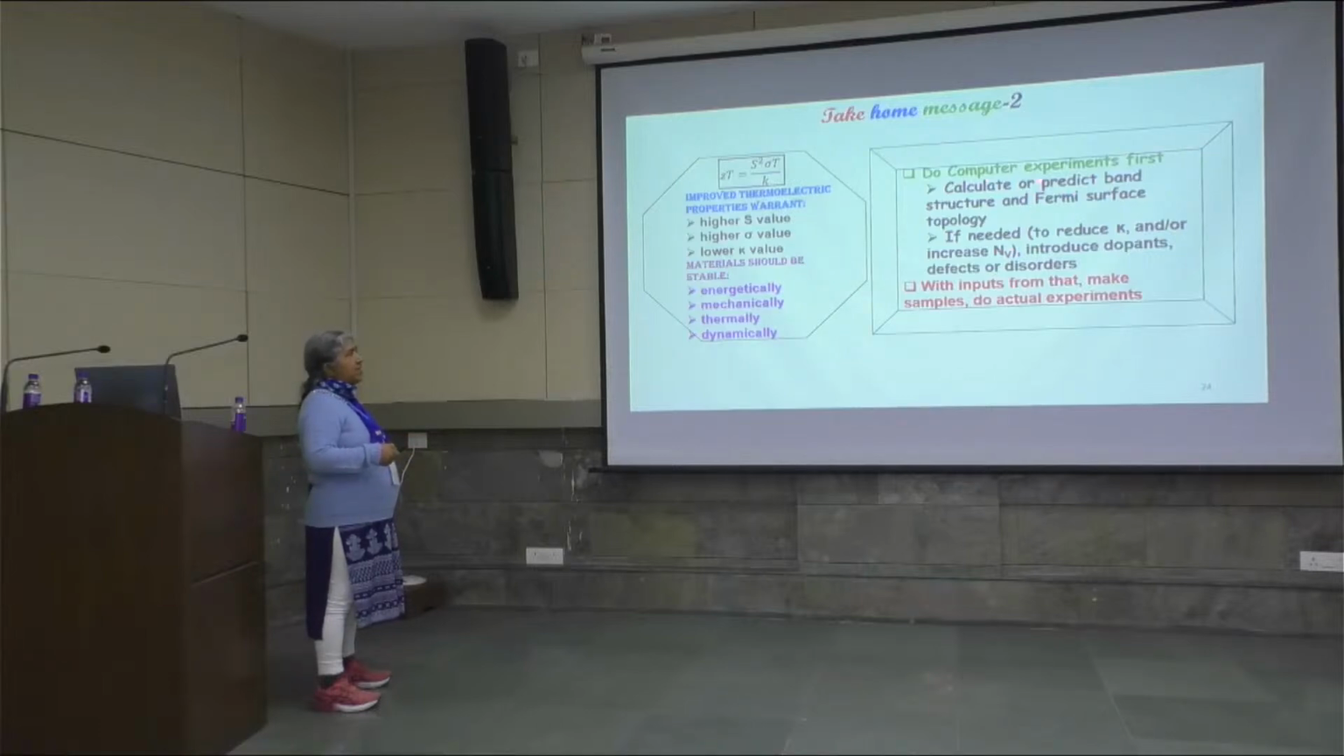So you can calculate or predict band structure and Fermi surface topology, and if needed, to reduce kappa, you introduce dopants, defects, and disorders to take care of the phonon part of it. The electronic part, as I said, depends on sigma, so you cannot control it much, but you can control the phonon part. To reduce kappa, you can work on the samples. So with inputs from that, you make your sample and do actual experiments. That will be the take-home message from this talk.